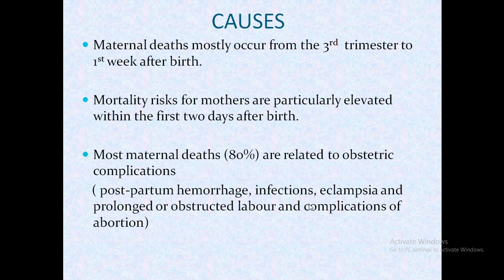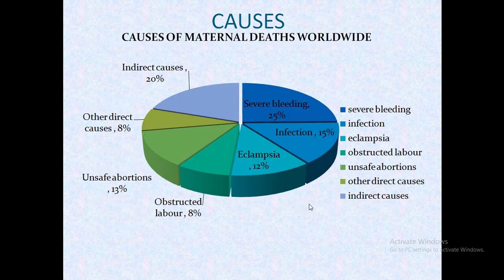What are the causes? Maternal deaths mostly occur from the third trimester to the first week after the birth, and the risk to the mother is particularly elevated within the first 2 days after the birth. They are at more risk. And most maternal deaths, nearly 80%, are related to obstetric complications like postpartum hemorrhage, infection, eclampsia, prolonged or obstructed labor, and complications of abortion. And these are all the causes of maternal mortality.